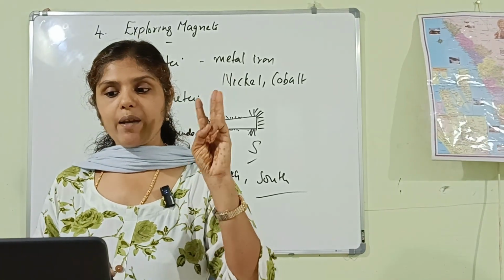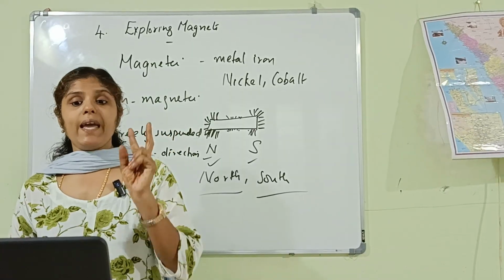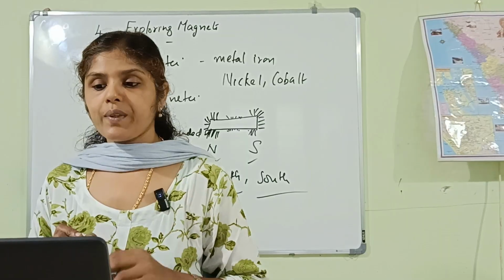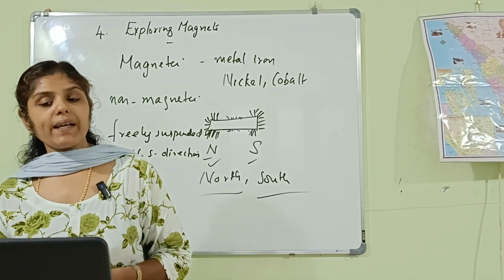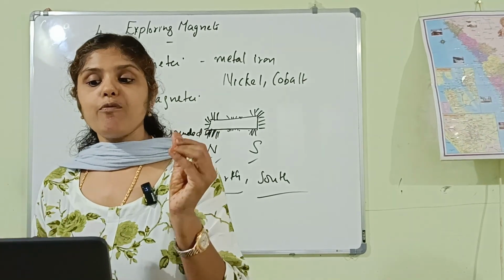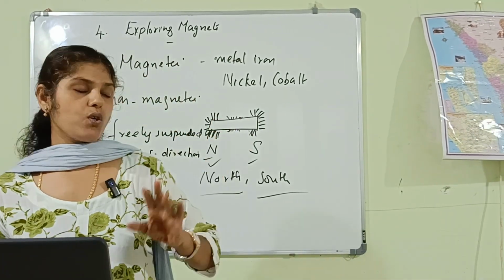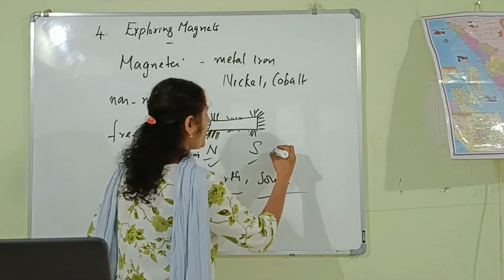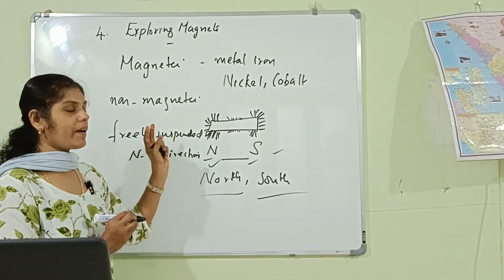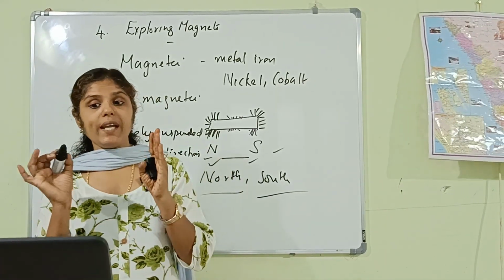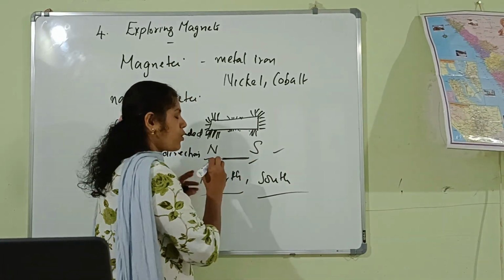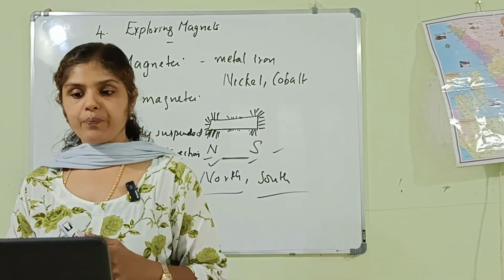So you have to understand this one point: a freely suspended magnet comes to rest along the north-south direction. And it rests along the north-south direction because our earth itself behaves like a giant magnet. So that is why a freely suspended magnet always rests in the north-south direction.